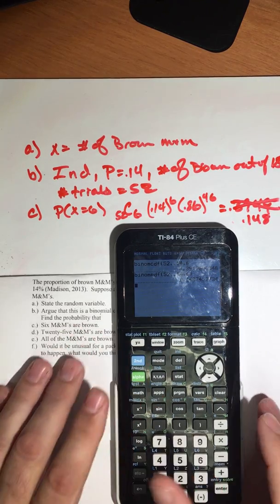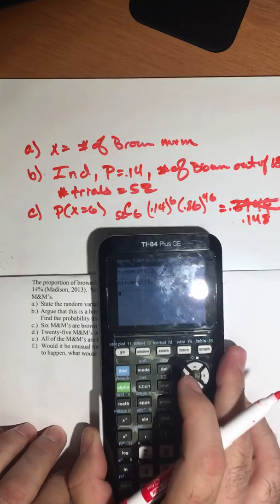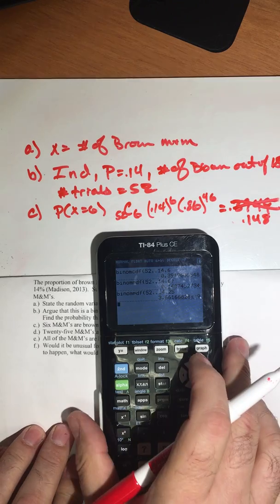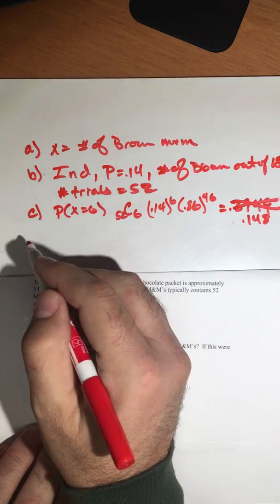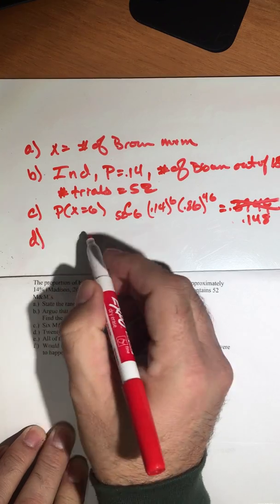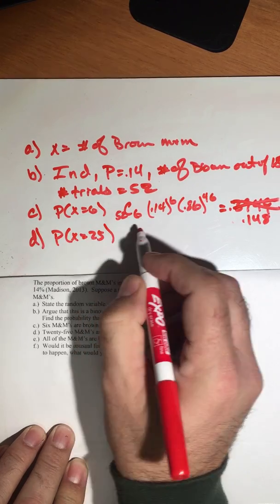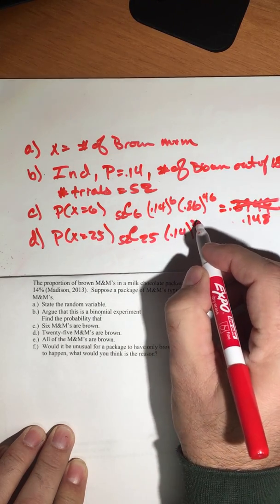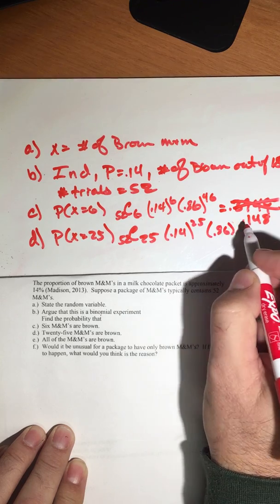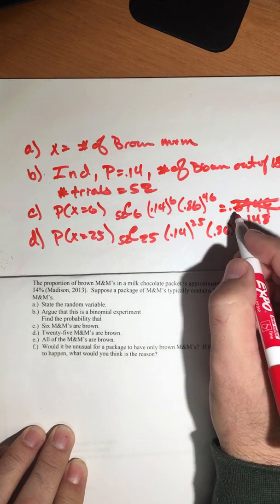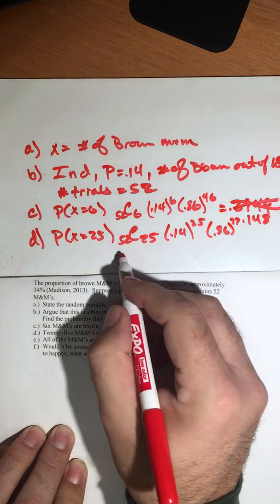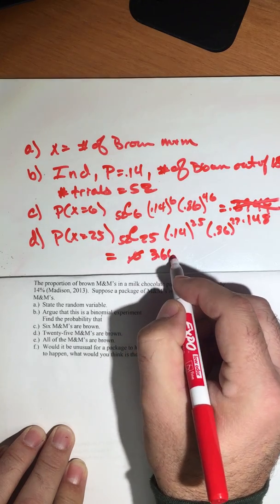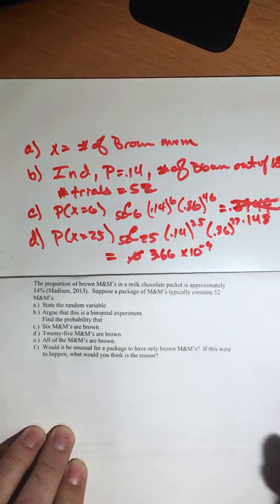There we go. Okay. D, 25 M&Ms are brown. Same thing, but now we're just going to change this to 25. And that's 3.66 times 10 to the negative ninth. So probability that x equals 25 is a combination of 52 things taken 25 at a time times 0.14 raised to the 25th times 0.86 raised to the 52 minus 25, what is that, 27? And that turns out to be 3.66 times 10 to the negative ninth.